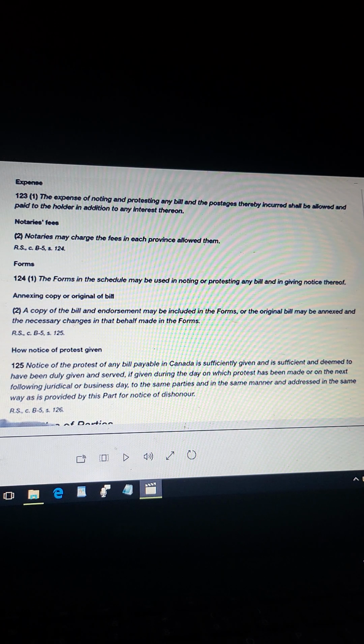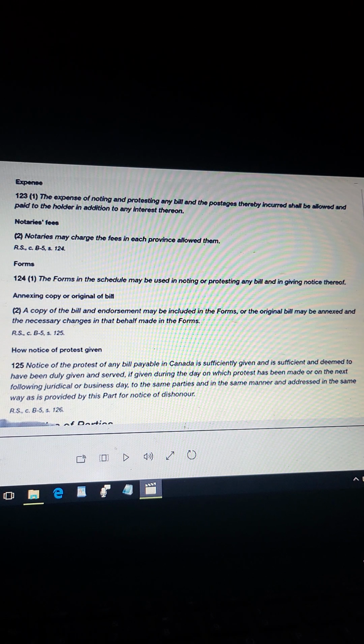Forms. 124. 1. The forms in the schedule may be used in noting and protesting any bill and in giving notice thereof. Annexing copy or original of bill. 2. A copy of the bill and endorsement may be included in the forms, or the original bill may be annexed and the necessary changes in that behalf made in the forms.